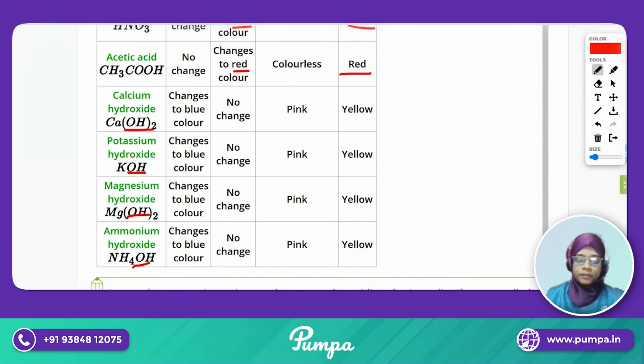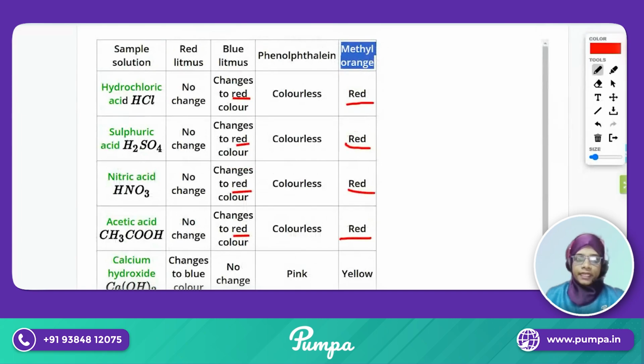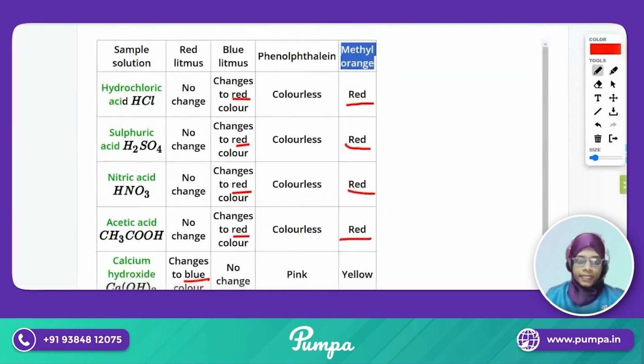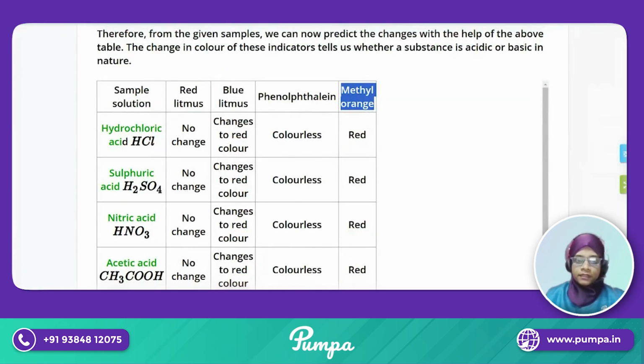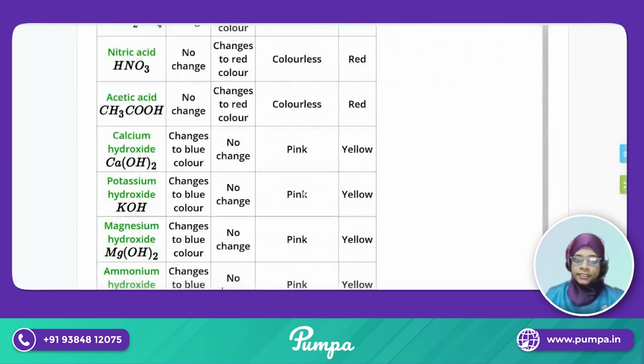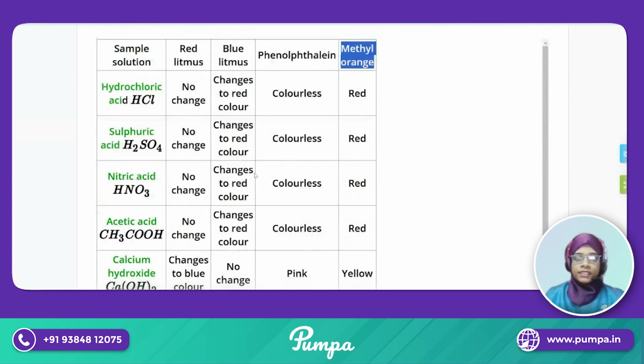The naming will also be hydroxide. So if it is a base, red litmus paper changes to blue color. If you use a base on blue litmus paper, there is no change, right? And phenolphthalein changes to pink, and methyl orange changes to yellow.